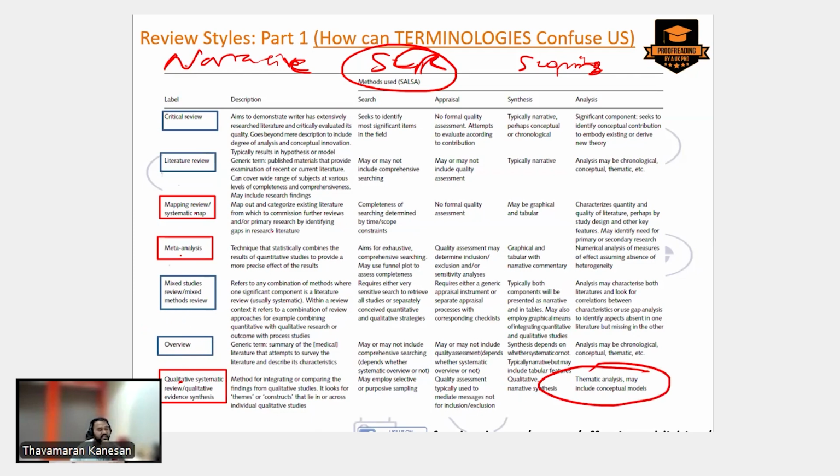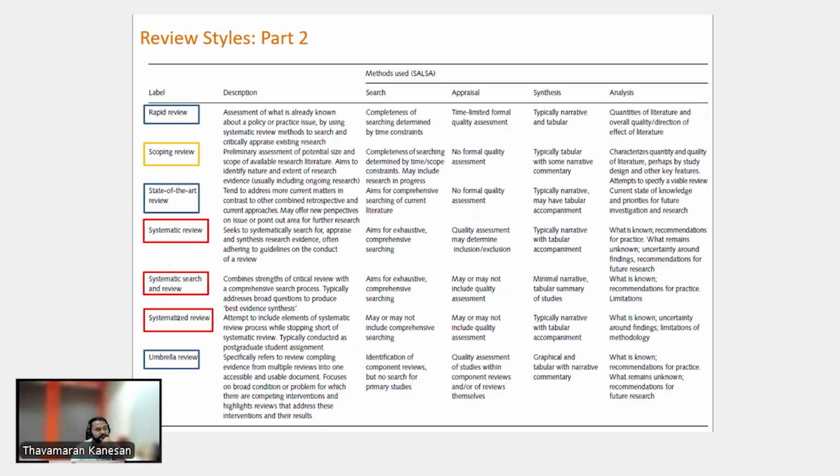So systematic map, meta-analysis, and qualitative systematic review, which uses thematic analysis. For meta-analysis, you will do quanti. Same goes for systematic map also. There will be certain quanti involved. There are slight variations between these different types of papers, but don't worry about this. I'm just sharing what kind of papers there are. Then ignore all the blue colors. Look at the remaining red colors: systematic review, systematic search and review, systematized review. Okay, so you can see all these three are almost common.